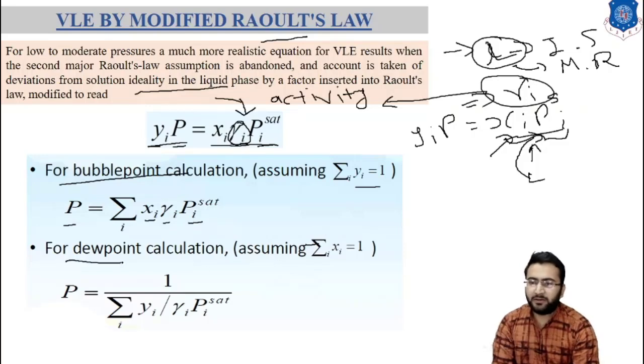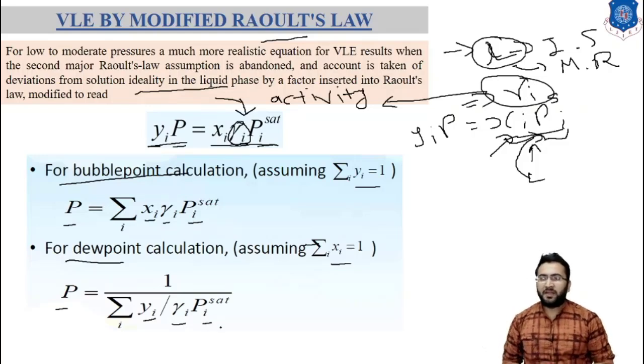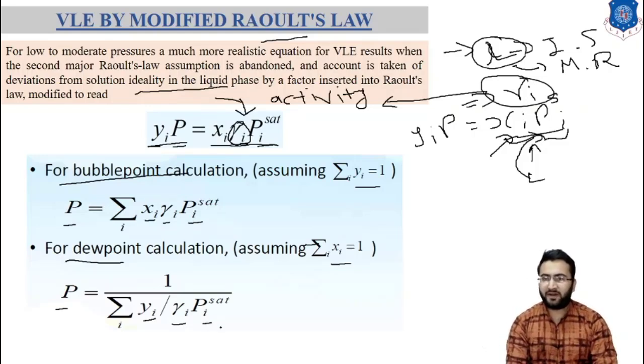Similarly, for dew point calculation, we take xi equal to 1 and the equation becomes P is equal to 1 upon summation of yi upon gamma i Pi saturated. So, this is all about modified Raoult's law.